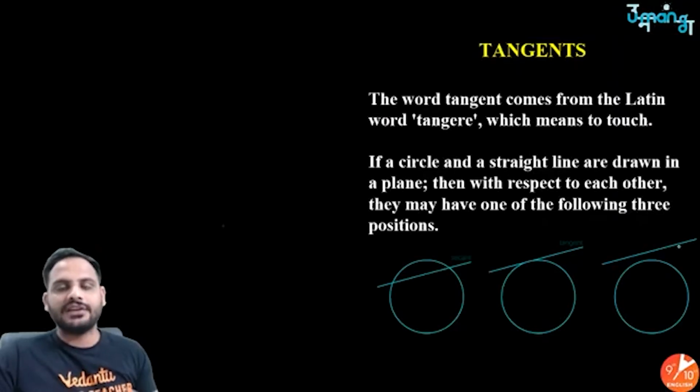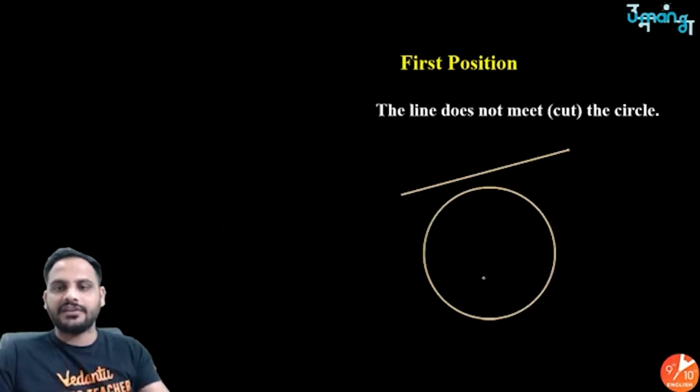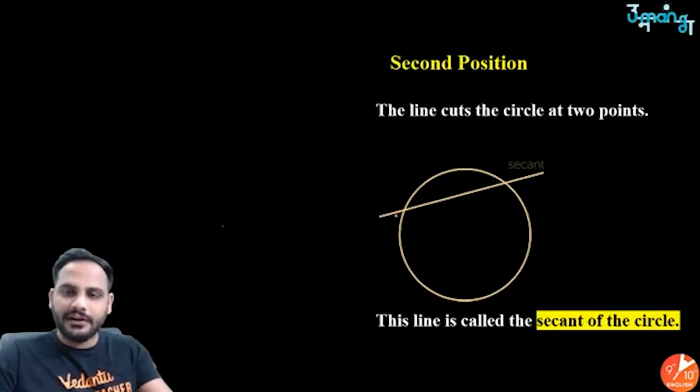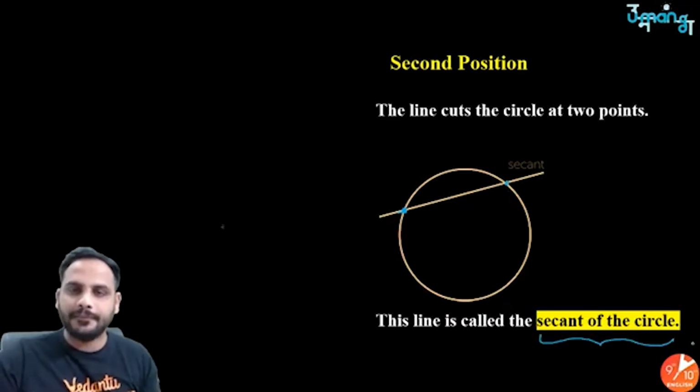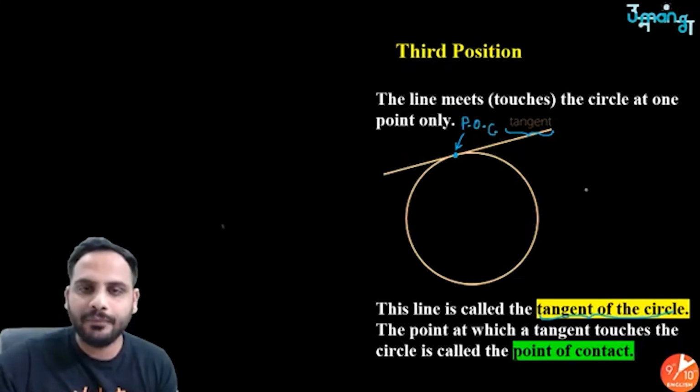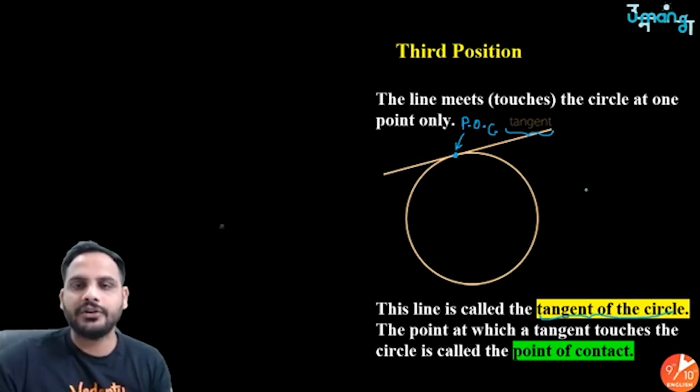Okay. After that, tangent. So see, with a line and a circle we can have three possibilities. First case, when the line does not touch the circle at all. Second case, when the line cuts the circle at two different points. In that case it will be called a secant of the circle. And the third case, when the line is drawn in such a way that it just touches the circle at only one point, then this line is called the tangent of the circle, and the point where it touches the circle is called the point of contact, POC. This point is called what, beta? It is called point of contact.